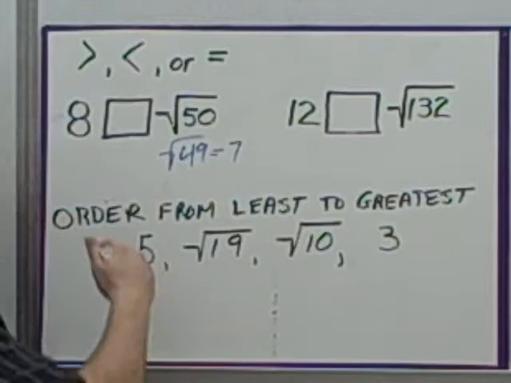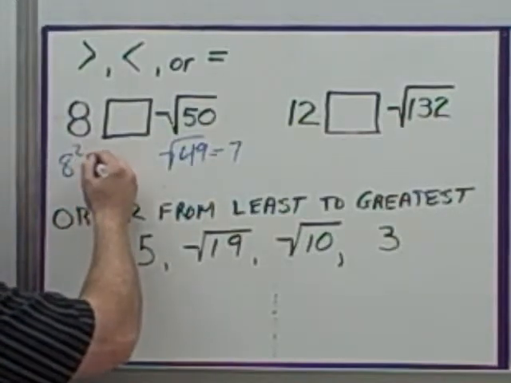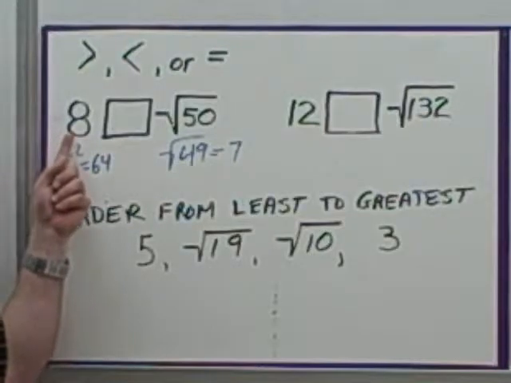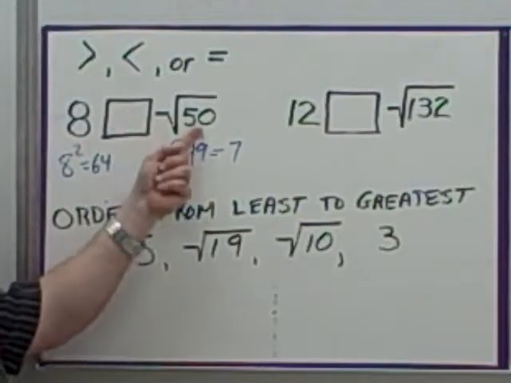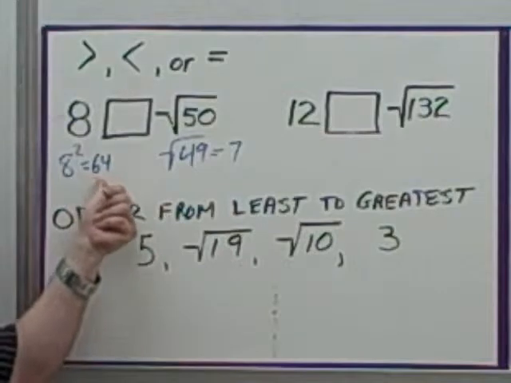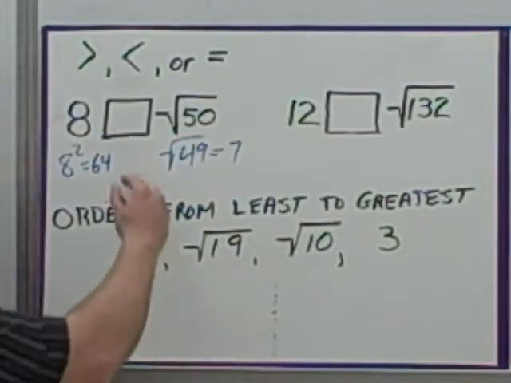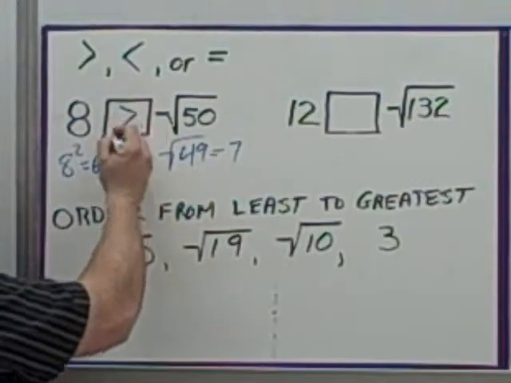The other way to check, 8 squared is 64. When you square the non-square rooted number, it can be compared with the number that does have the square root. Is 64 greater than 50? Yes. So 8 is going to be greater than the square root of 50.